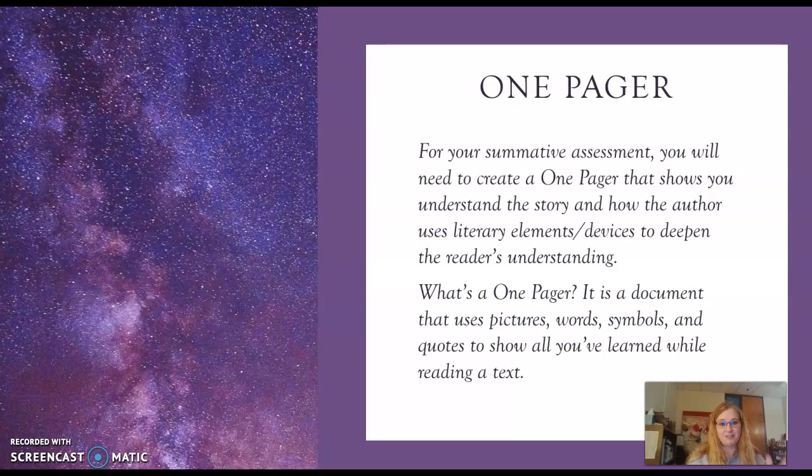So this portion of it is going to be more of the creative, fun portion. So I'm going to read some of this to you, and I'm just going to explain parts of it to you. So for your summative assessment, you will need to create a one-pager that shows you understand the story and how the author uses literary elements or devices to deepen the reader's understanding.